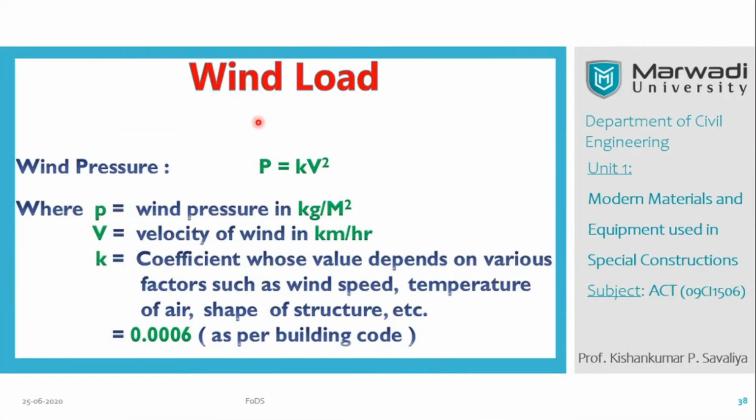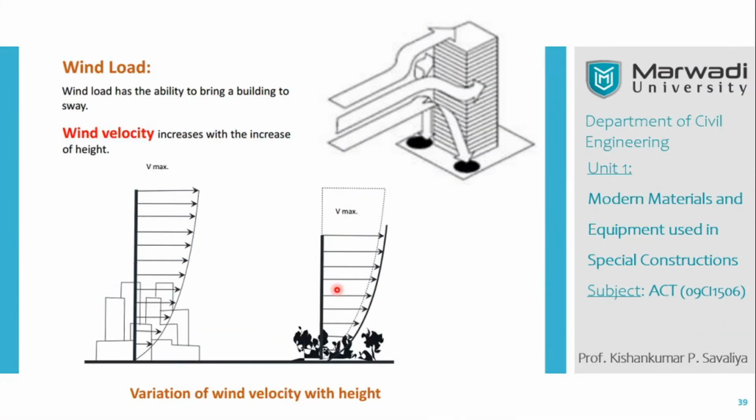In the next slide, we have discussed the wind load and wind pressure formula. P is equal to K into V square. Our wind pressure is directly proportional to the square of the velocity of the wind in that particular area. So this we have already discussed. Now let us see the wind load. Wind load has the ability to bring a building to sway. As I discussed earlier, the lateral load will create a sway effect on the building.